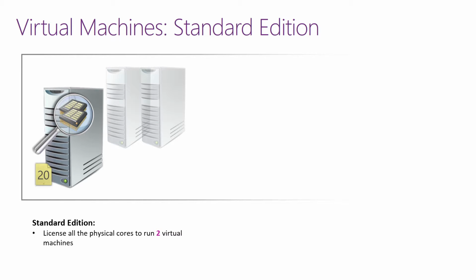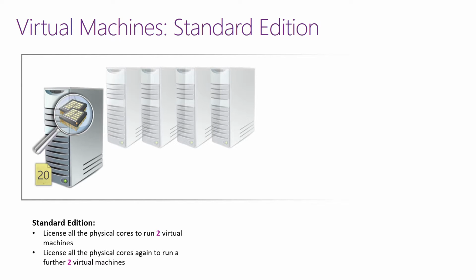But what about when we want to run a further two virtual machines? Well, the rules are that you need to license all the physical servers again to run another two virtual machines. So we'd assign a further 20 core licenses, and now we're licensed to run the 4 virtual machines. Adding further licenses to a server to license additional virtual machines is known as stacking the licenses.